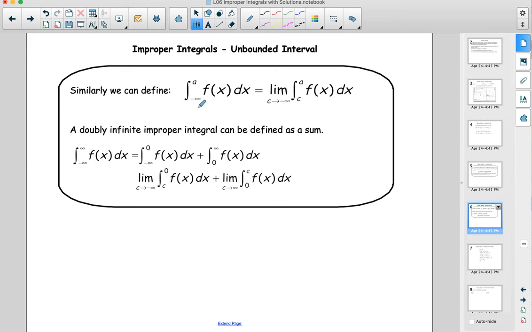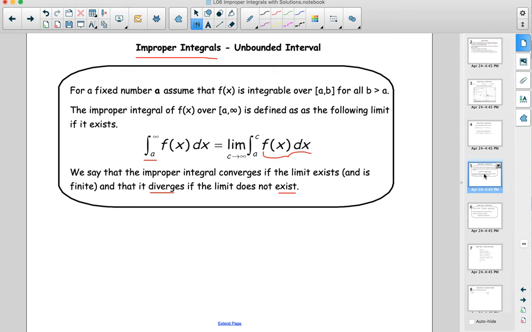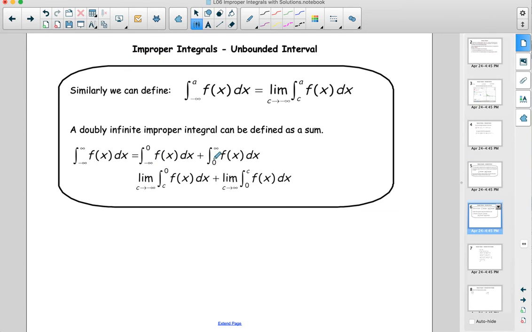Similarly, if it was the integral from negative infinity to a, we can now do the limit as c goes to negative infinity, and now we'll make the lower bound of integration c. We'll leave the upper bound of integration alone. Note here, we left the lower bound of integration alone because it was a finite number, and we've changed the infinity to a c. What happens if we're going from negative infinity to infinity?